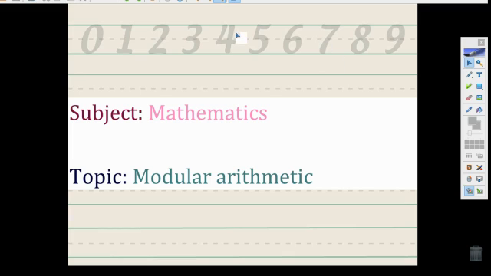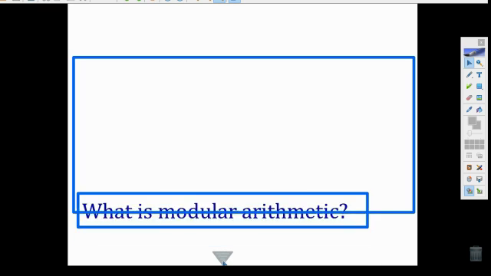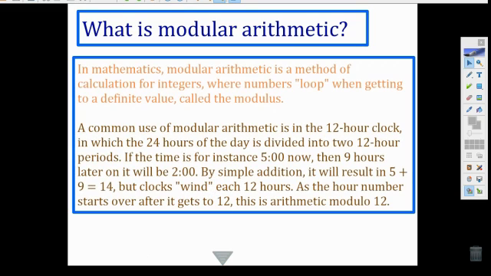Moving ahead, we can first express what modular arithmetic is all about for easy understanding. In mathematics, modular arithmetic is a method of calculation for integers where numbers loop when getting to a definite value called the modulus. To understand this, we can express it using a 12-hour clock.